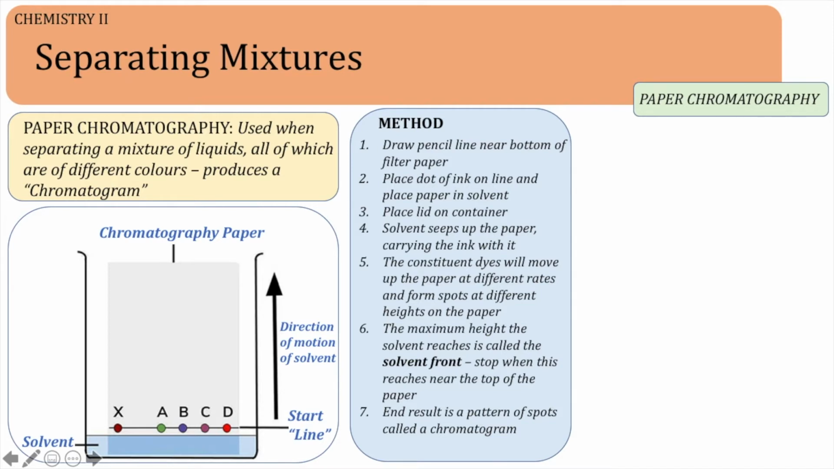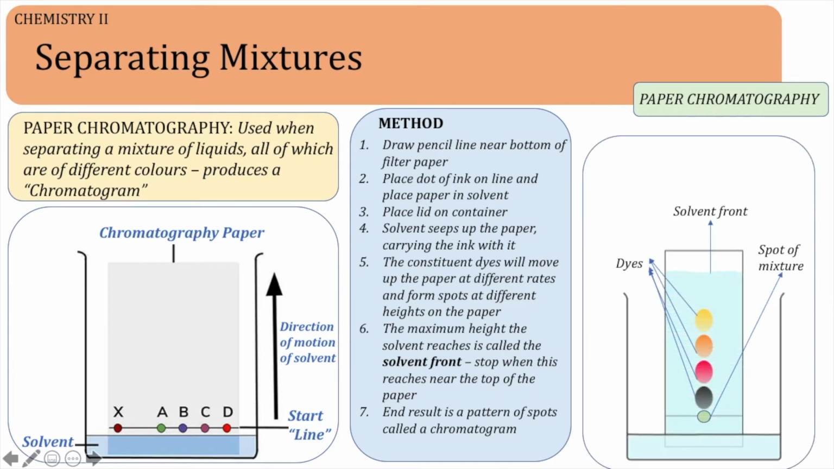We put the spot of the ink we want to separate on the pencil line and place the paper in a solvent. We usually use water, but if water isn't strong enough to separate out the ink, we'd use ethanol. We seal the container and we wait for the paper to slowly absorb the solvent, and as the solvent moves up the paper through absorption, it carries the ink with it. The separate dyes that make up the ink will move up the paper at different rates and form spots on different points of the paper as per this diagram.